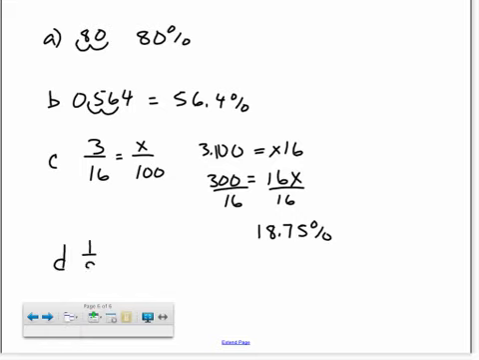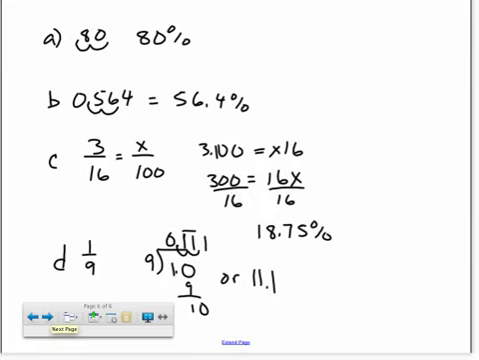D, 1/9. Once again, if you remembered this one, this is one of the ones that I tried to have you remember. If you remember this one, it's pretty easy. If not, this one I would probably just divide. Let's do this one the other way. Divide 9 into 1. Doesn't go in any times. I add a 0. Goes in once. Put 9, 1 left over, and I just continue. It just becomes 0.1 repeating, or 11.1% after I move the decimal 2 places. So those are your 4 problems that you did there.